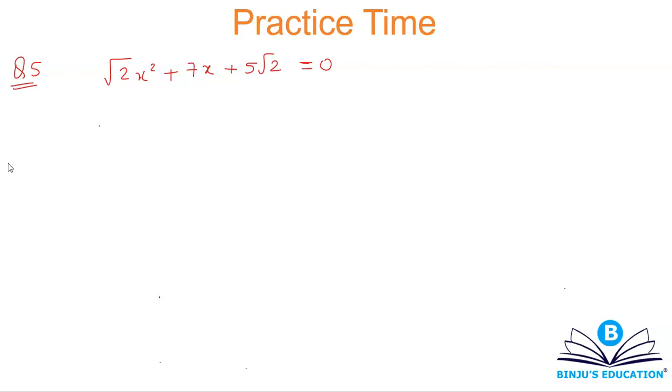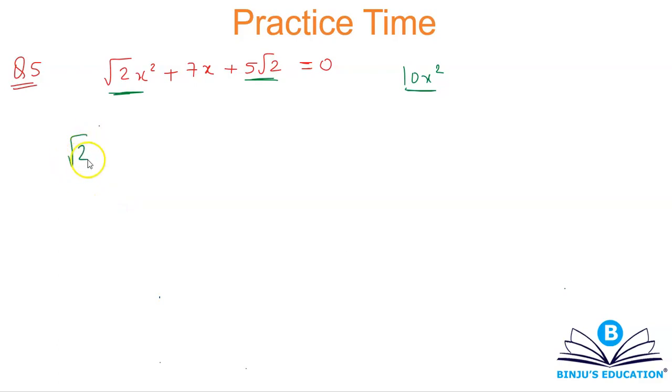So can we do the middle term splitting of this? In this case, we can actually do the middle term splitting. If you observe carefully, you realize that the product of root 2 x square and 5 root 2 is going to be 10x square. So can I divide this 7x into two parts such that the product of those two parts is equal to 10x square? Actually, you can do that. You can break this into 5x and 2x.